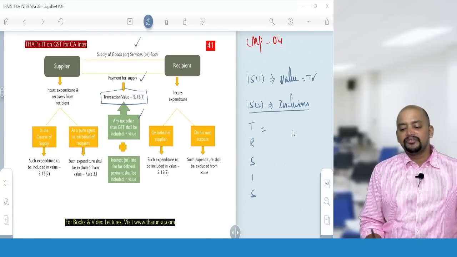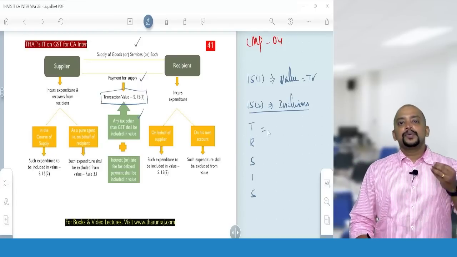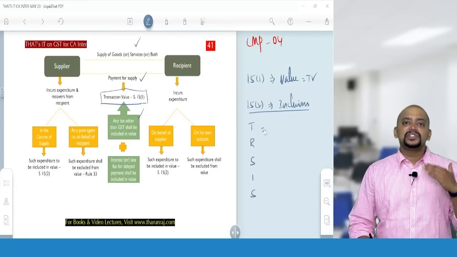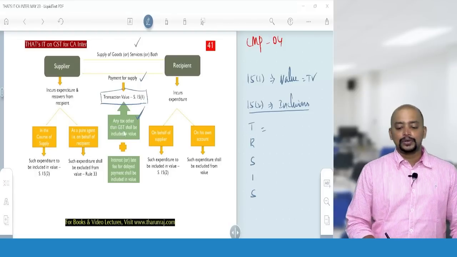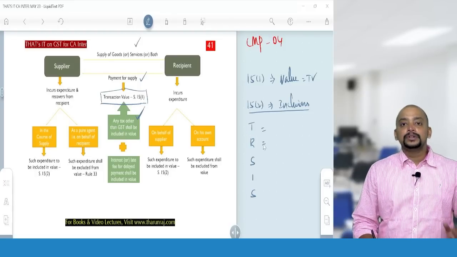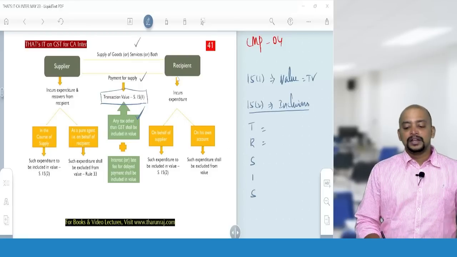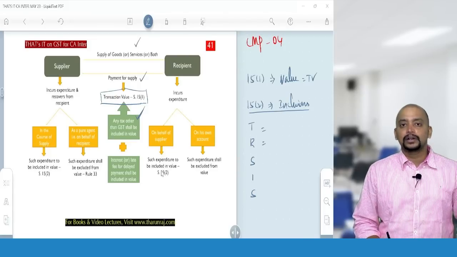TRSIS. So T is for taxes, duties and cess by whatever name called, other than GST. So while computing GST, all taxes we need to add, and finally GST will be computed. So any tax other than GST should be included in the value. R refers to the recipient incurring expenditure on behalf of the supplier. So if the recipient is incurring some expenditure on behalf of the supplier, that should be included in the value.